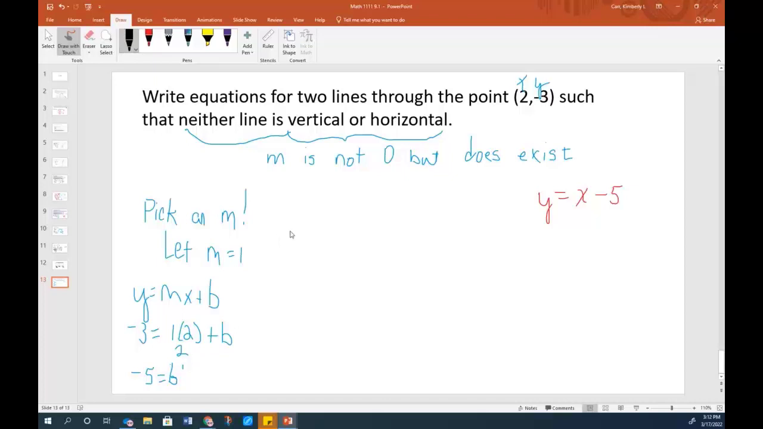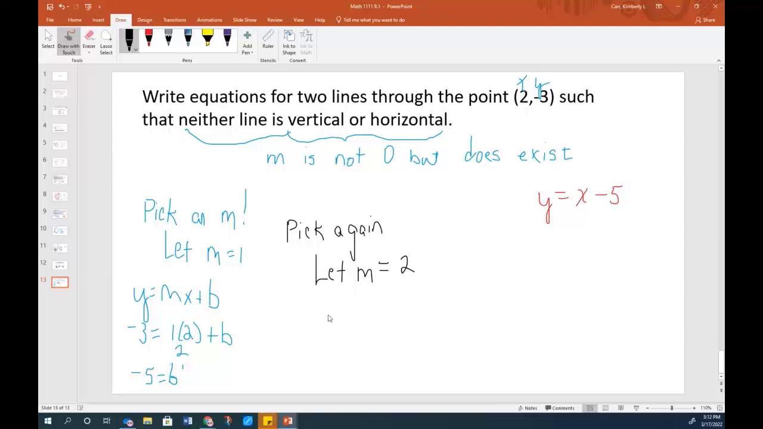Then pick again, because you have to have two lines. It doesn't matter what you pick, as long as you don't pick 0, and you can't pick 1 again. So you can pick -1, or you could pick 2, or you can pick 115, but nobody wants to. So I'm going to pick 2.